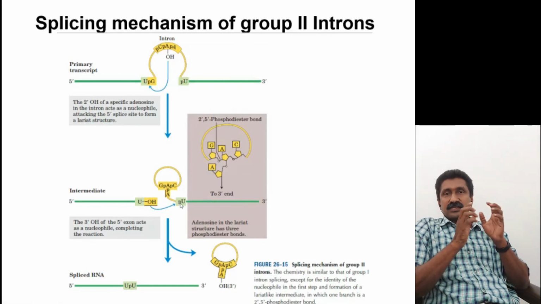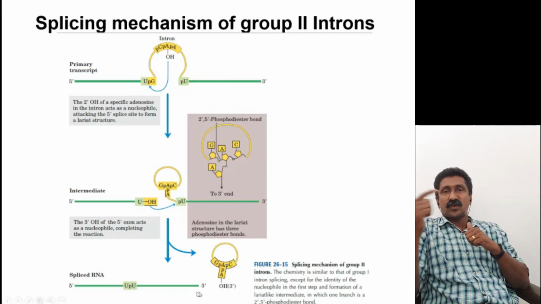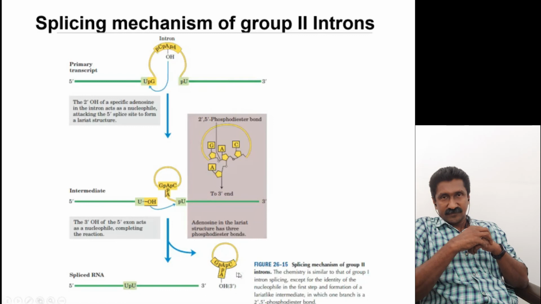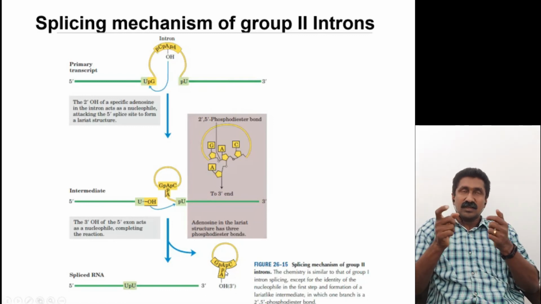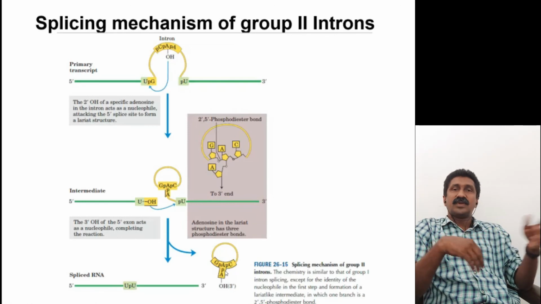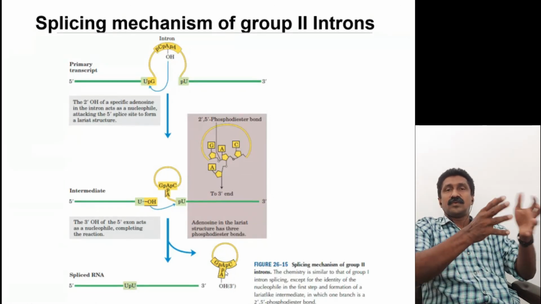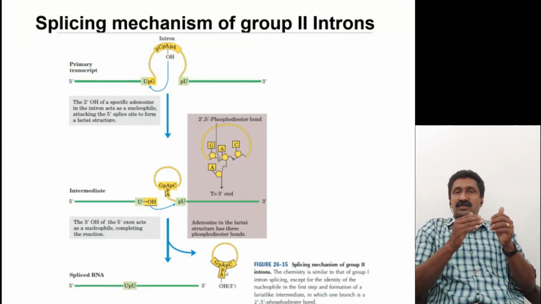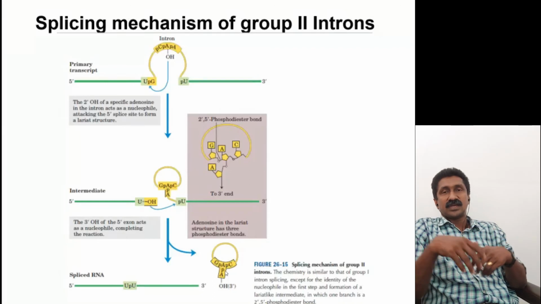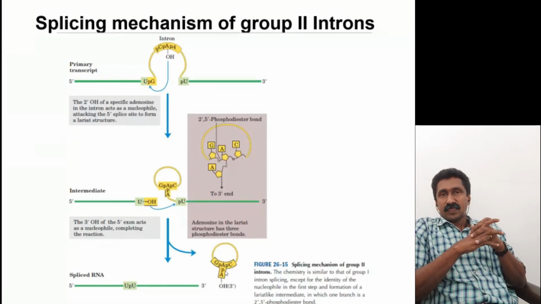In group 1 introns, the incoming guanosine and its free OH group are used for nucleophilic attack. Whereas in group 2 introns, there is no incoming guanosine. Instead, an internal nucleotide with a free 2' OH is used for the nucleophilic attack, initiating the splicing process and removal of the introns. So that's the difference. Is it clear?